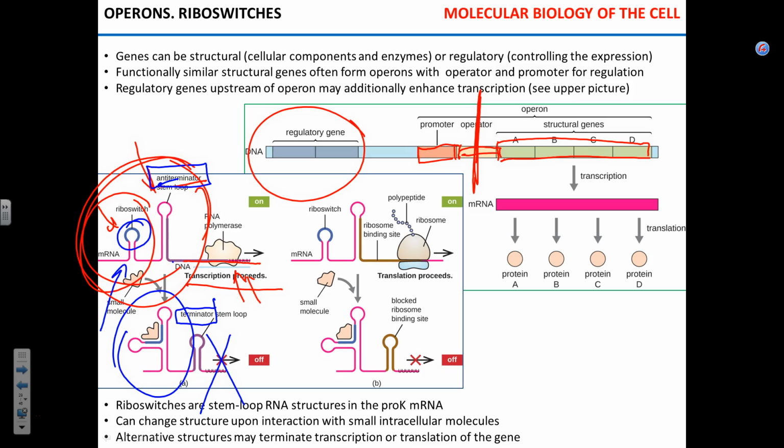So as long as the structure of mRNA is maintained, transcription is going to proceed. When the structure is changed by some kind of a signaling molecule, RNA polymerase is going to fall off DNA.